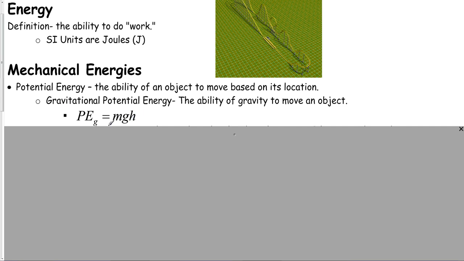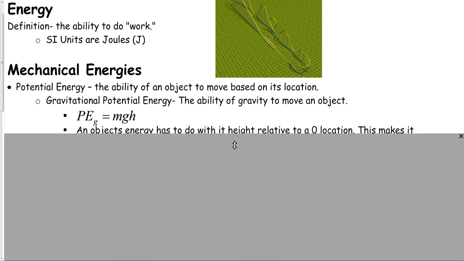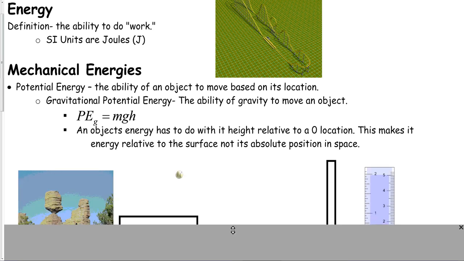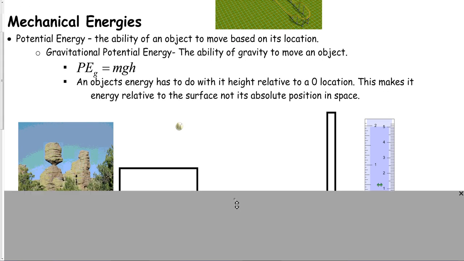Now, energy is a scalar, which means that it doesn't have a direction, which means that my g needs to stay positive. I don't need to include the negative sign, which tells me that g points down. Instead, I need to keep g positive. Now this height, as you'll see in the next statement, says an object's energy has to do with its height relative to a zero location. So wherever we choose our zero height to be is how we measure our potential energy. So it makes the energy relative to the surface, but not its absolute position in space. And so we'll actually see that in my example down here. Let's go ahead and scroll down.